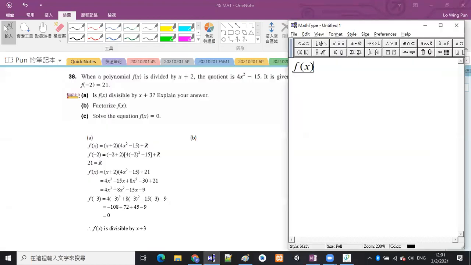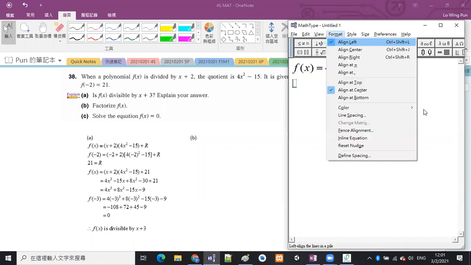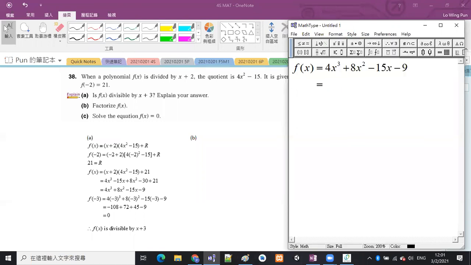f(x) has already been found to be 4x cubed plus 8x squared minus 15x minus 9. And in part A, the last line, we have already proved that f(x) is divisible by x plus 3, which means that x plus 3 will be the first factor of f(x). Okay, and then the remaining factor can be found by method 2.